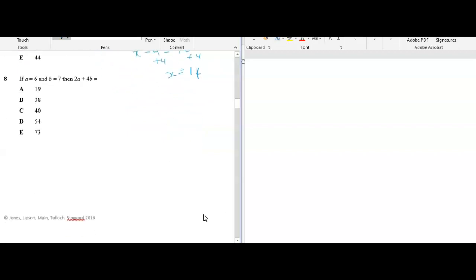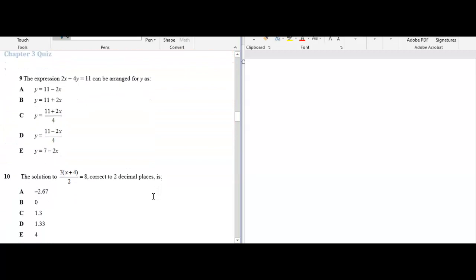Okay, question 8. If a is equal to 6, b equals 7, then 2a plus 4b. So 2a plus 4b. Now, everywhere you see a, you have the number 6. Just make sure it looks like a 6 and not a b. And then b is 7. So 2 times 6 is 12. 4 times 7 is 28. So 12 plus 28. Whoops, I was about to write 30. It is 40. So your correct answer is C.